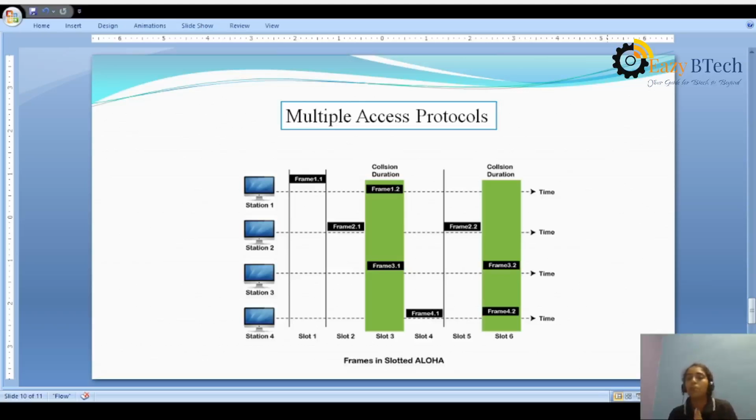Slots means we divide the particular channel into different fixed time intervals. We can call them slots. At one time interval we can send one data frame. So by using this concept, we can reduce the frame hitting, that is, collisions or crosstalk.